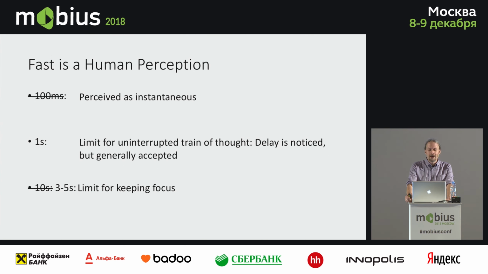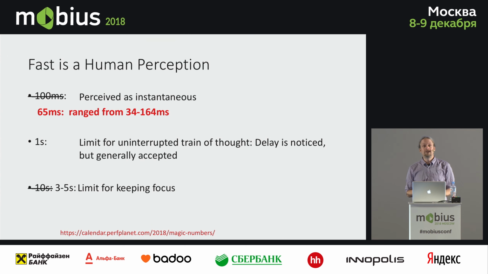Interestingly, it's not 100 milliseconds for instantaneous. This research just came out in a blog post on the 5th. It's actually 65 milliseconds, and as you might imagine, it's a range. So for some people, if it was over 34 milliseconds, it wasn't instantaneous. If it was 164 milliseconds, it wasn't instantaneous.